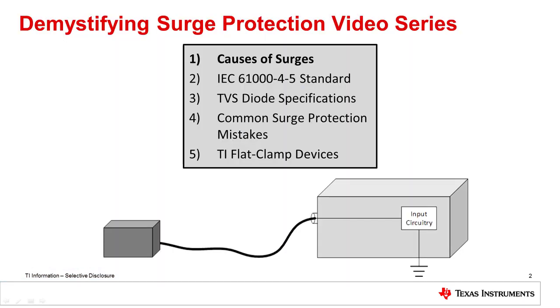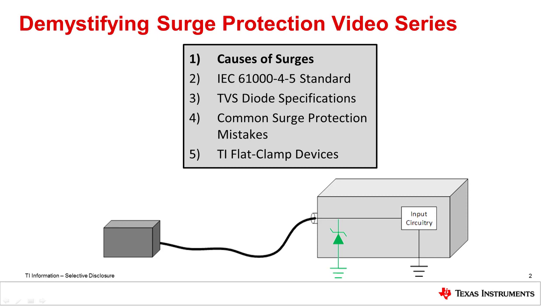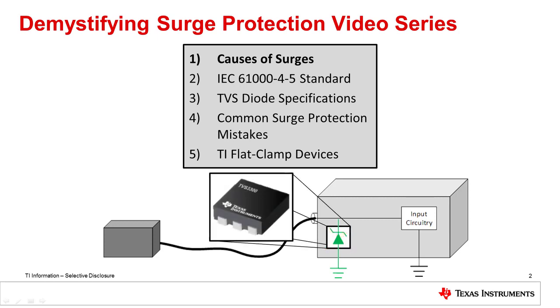This is the first video in a series explaining the fundamentals of power surge protection. Over the course of 5 videos, we will give a brief introduction to power surges and what causes them, the IEC 61000-4-5 regulation standardizing surge testing, an overview of surge diode specifications, go over some common mistakes that designers make while designing a surge protection stage, and then discuss TI's flat clamp surge diodes.